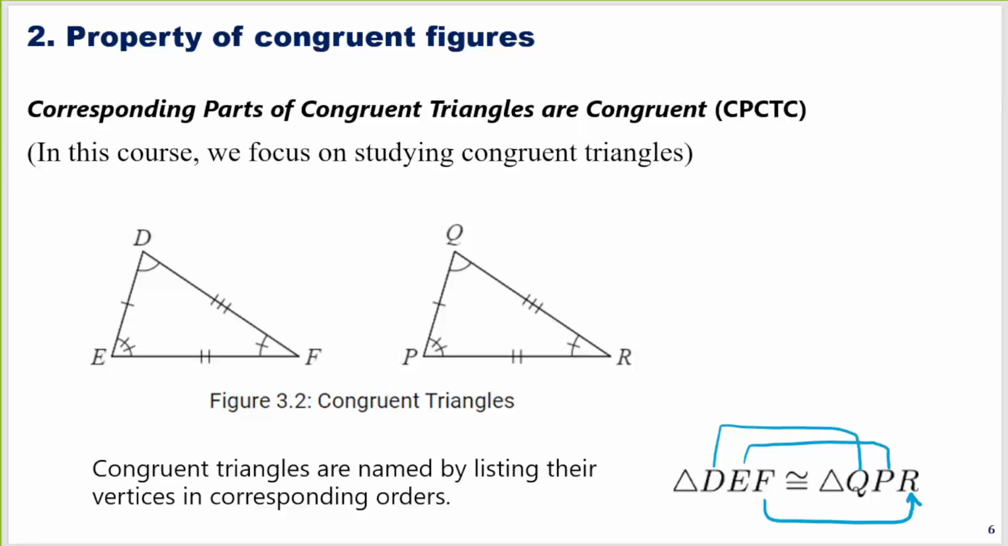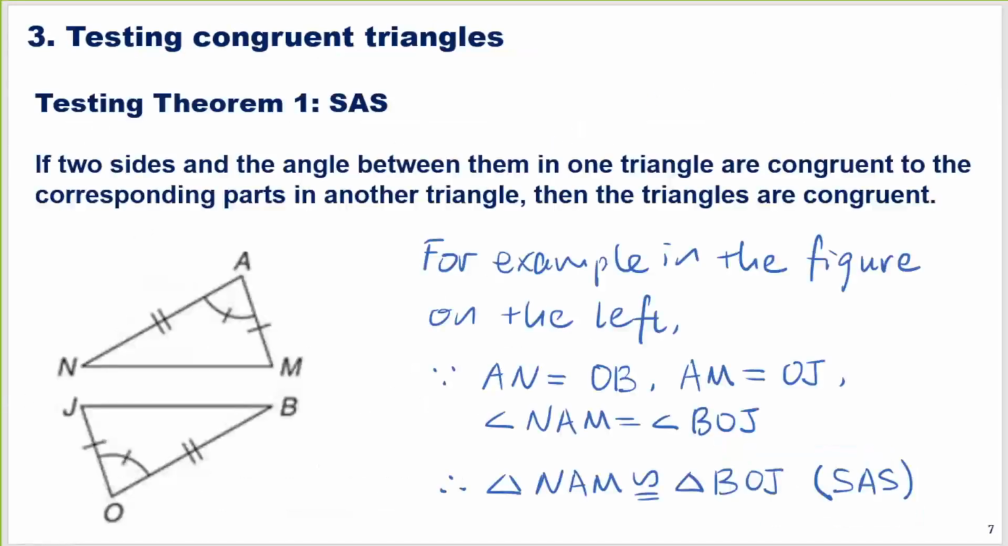And the problem is, how can we determine if two triangles are congruent? We have a series of tests, so let's have a look at them. First, if two sides and the angle between them in one triangle are congruent to the corresponding parts in another triangle, then the triangles are congruent.